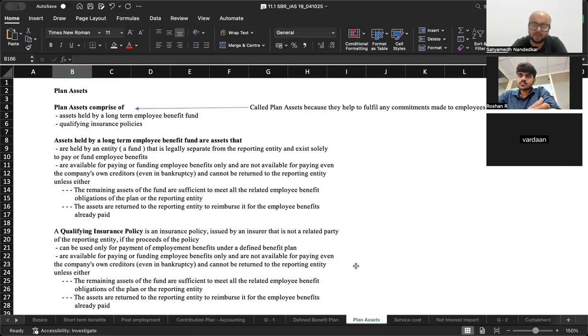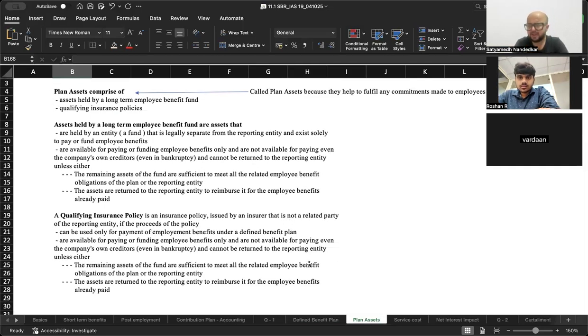How does it help them? In case you don't get enough money by that particular date, this money will be used to make payments. That is a qualifying insurance policy. And you pay insurance premium like you would pay for fire insurance, health insurance, anything for that matter. These are basically plan assets. Have a look. Not that they are ever going to ask you definitions. That is not how ACCA operates ever. But you should know what these items mean.